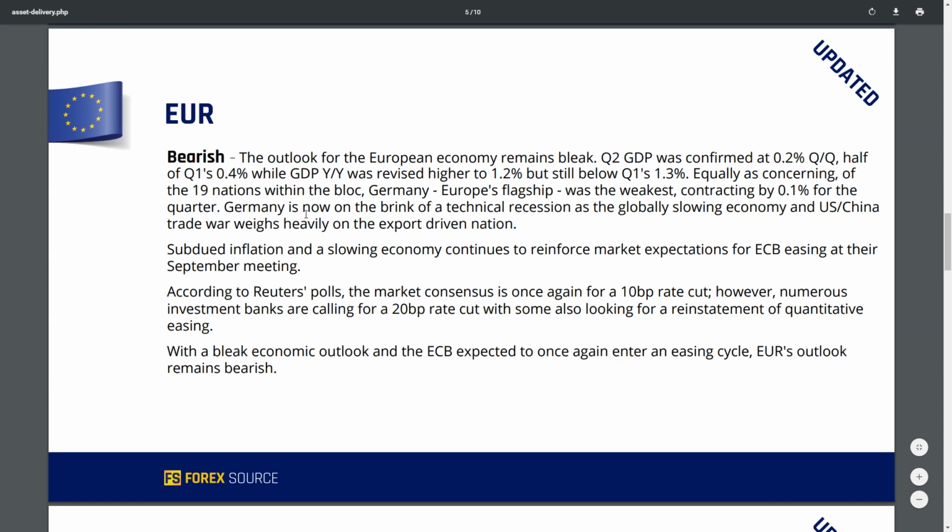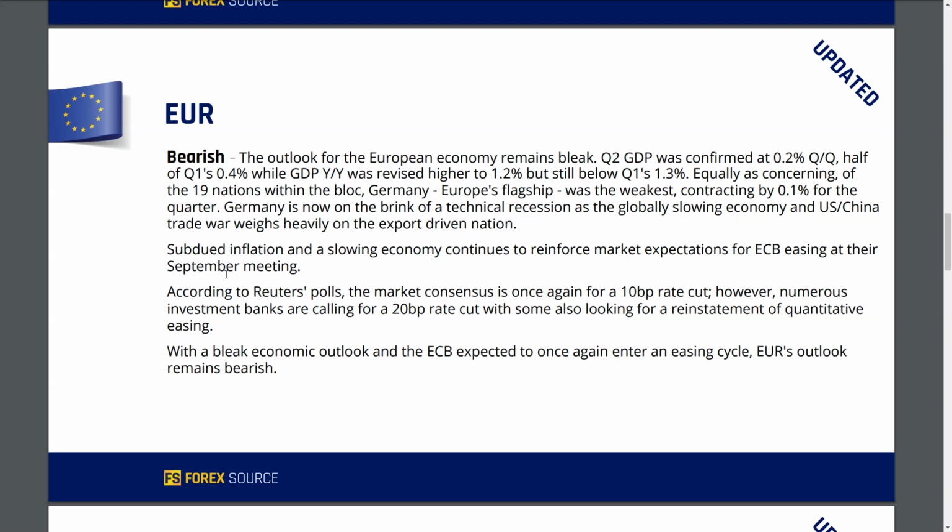You can see that our current baseline bias for the euro is bearish, and the reason for this is the outlook for the European economy remains bleak. We can see that Q2 GDP was confirmed at 0.2% for the quarter, half of quarter 1's 0.4%. Equally concerning, guys, is that of the 19-nation bloc, Germany, which is obviously the strongest economy, making up 20% of the EU's total GDP, was very weak, actually contracting in the second quarter by 0.1%. So they are actually facing a technical recession at the moment.